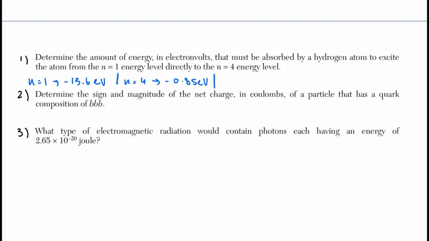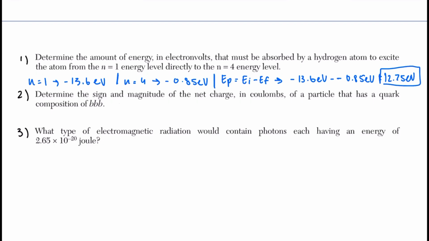Now to find the amount of energy needed to be absorbed, we just need to use the equation energy of a photon equals initial energy minus final energy, and just plug in. It goes from n equals 1 to n equals 4, so our initial is negative 13.6 eV minus negative 0.85 eV, and that's going to equal 12.75 eV.